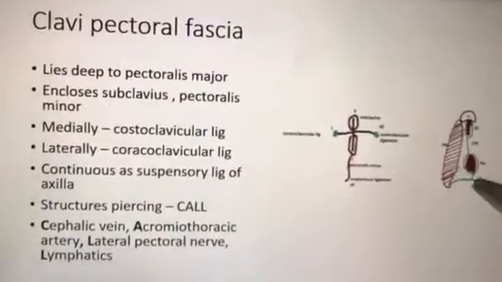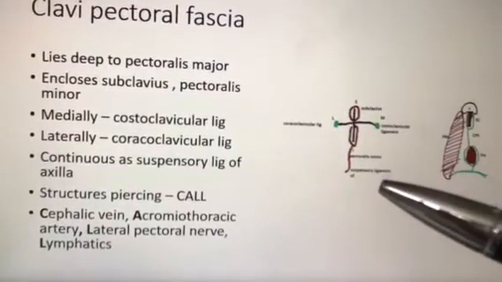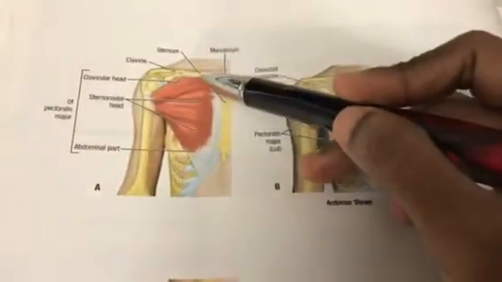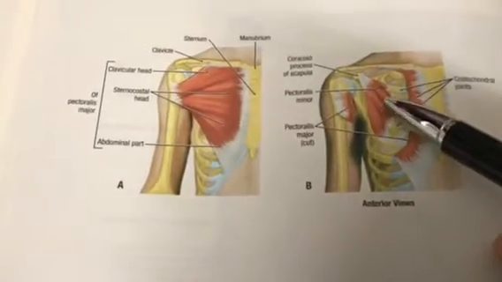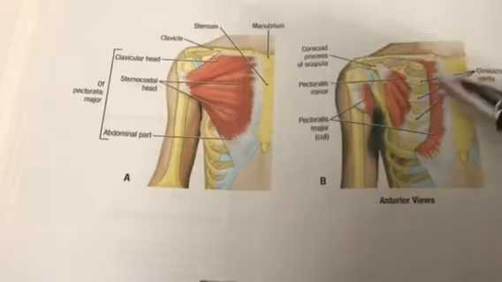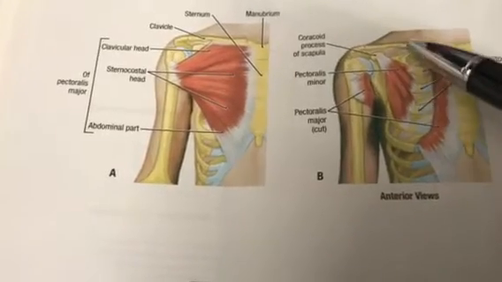Number one is the clavipectoral fascia. That's a very important short note. So let us see. Start with the clavipectoral fascia. First you should know this is the pectoralis major muscle. Beneath that you have the pectoralis minor. So the first point is it lies beneath the pectoralis major muscle and it encloses two muscles here.